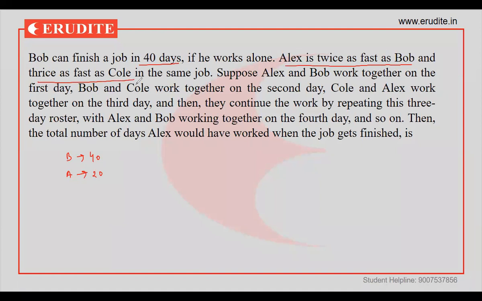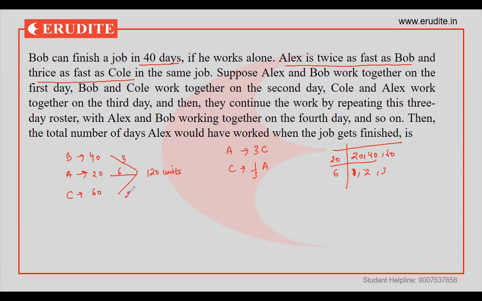And Alex is thrice as good as Cole. So Alex is three times better than Cole, or I can say Cole is one-third as good as Alex. If Alex is taking 20 days, then Cole is taking 60 days. So now, guys, I am going to use the LCM method. So 20, 40 and 60. Take the LCM. All are divisible by 20. 1, 2, 3. So 6. So it is how much? 120 is the total units of work if I'm assuming. So it is 6 for Alex, 3 for Bob, 2 for Cole.